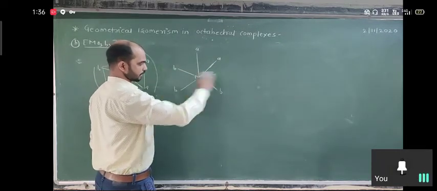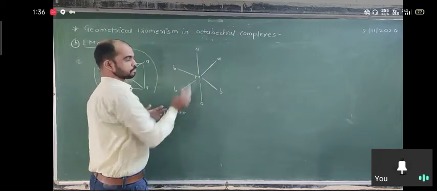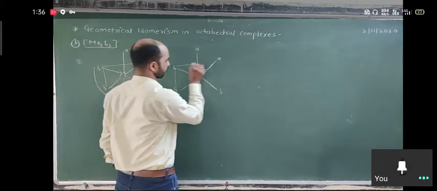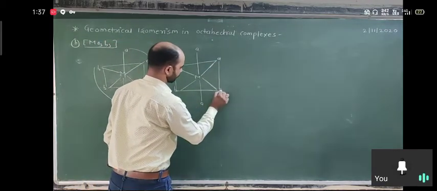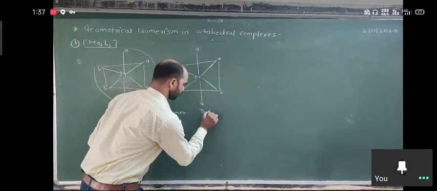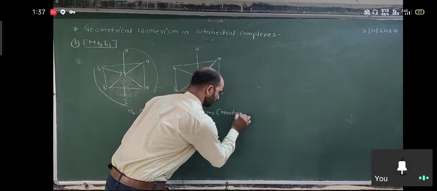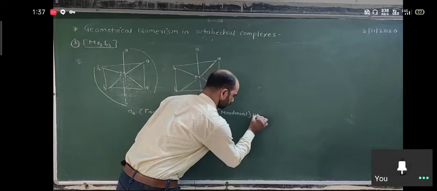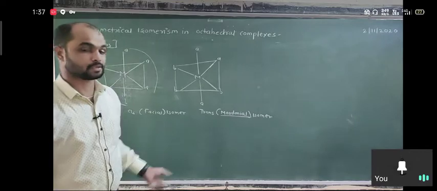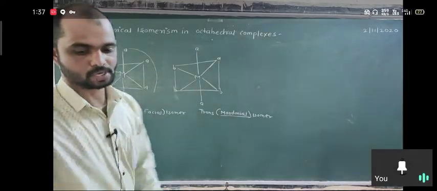So if we bisect the molecule in a plane, it is possible that AA, or you can replace with BB, are opposite to each other. That means here we consider cis, here we consider trans. So this is the trans isomer, also called the meridional isomer. It is a very important term; facial and meridional isomers are asked many times in competitive examinations.